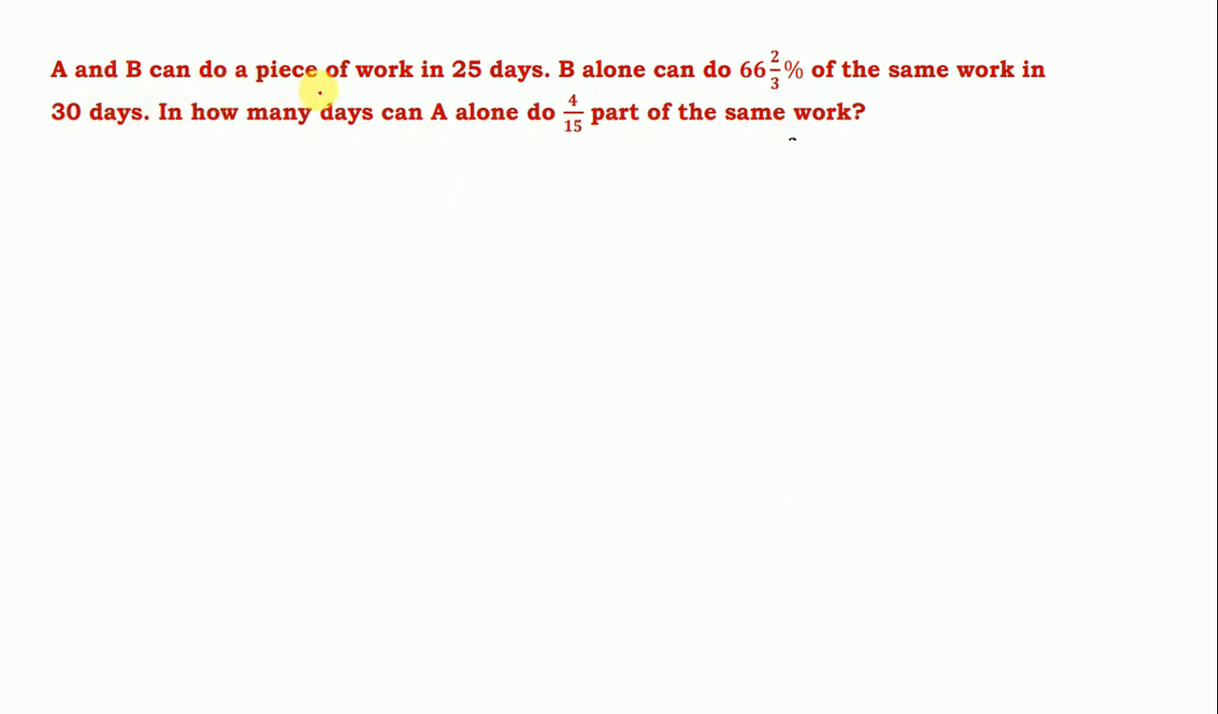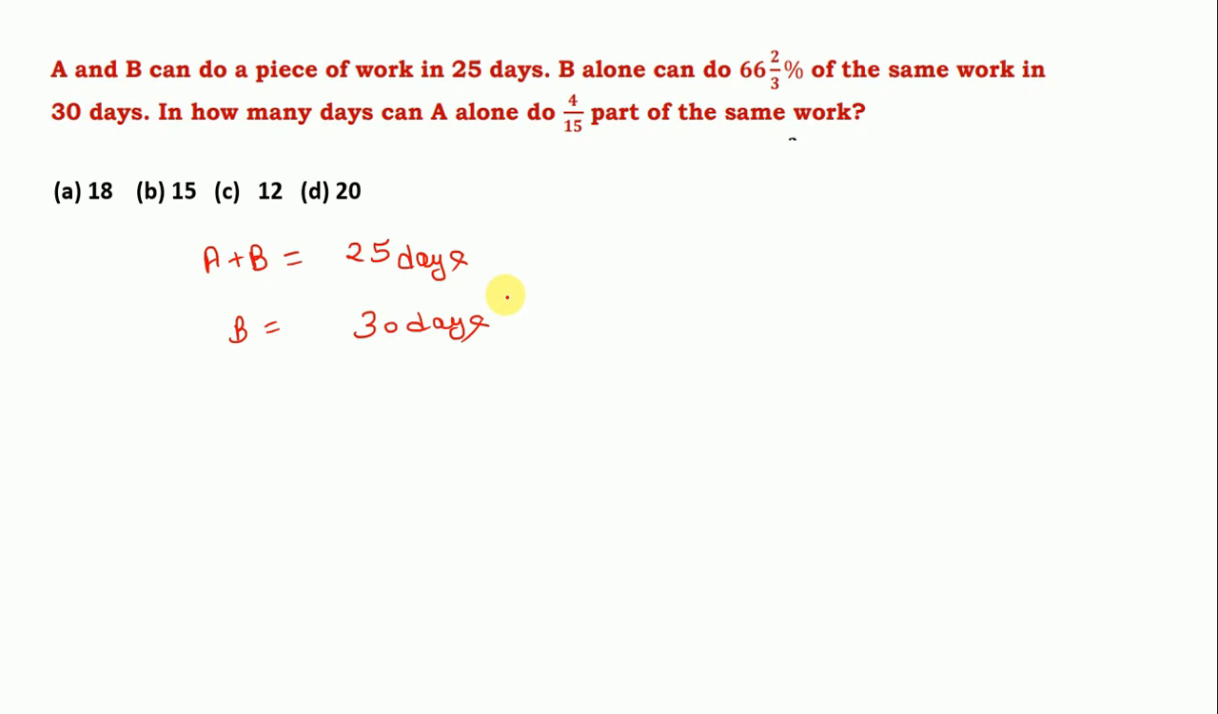A and B can do a piece of work in 25 days. B alone can do 66 2/3% of the same work in 30 days. In how many days can A alone do 4/15 part of the same work? So these are your options. First of all, A plus B can do the work in 25 days. Now B can do the work in 30 days.